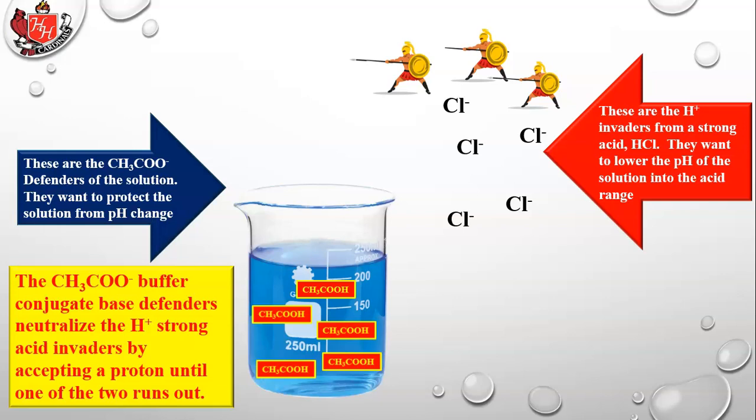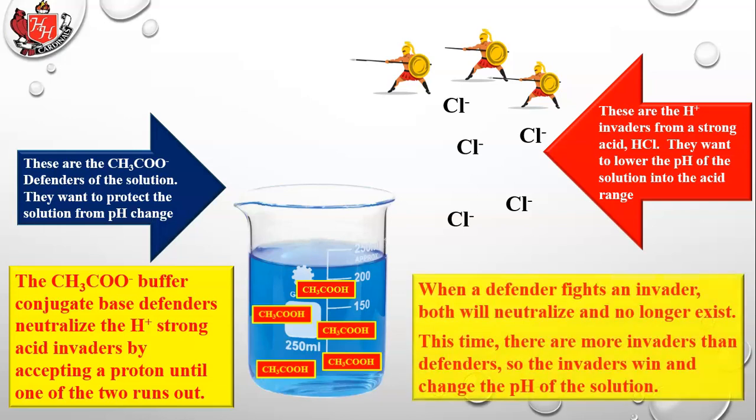And they want to lower the pH. So what's going to happen now? When a defender fights an invader, both will neutralize and no longer exist. This time there are more invaders than defenders, so the invaders win and change the pH of the solution. And this happens like this.